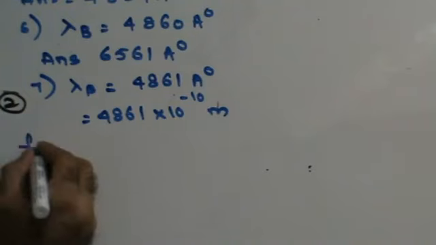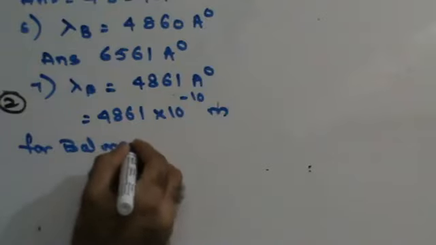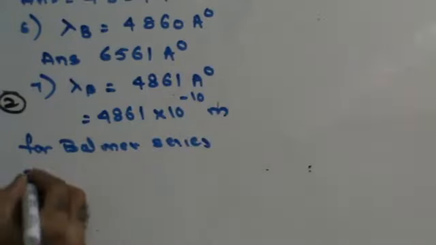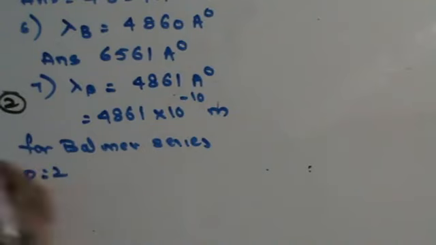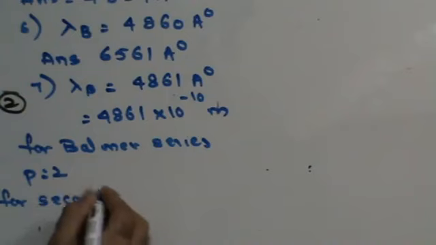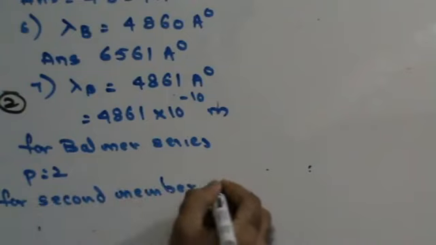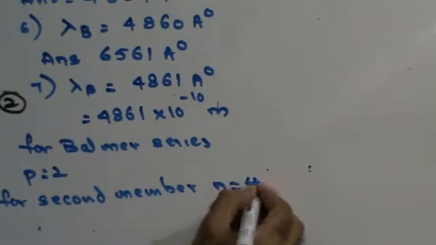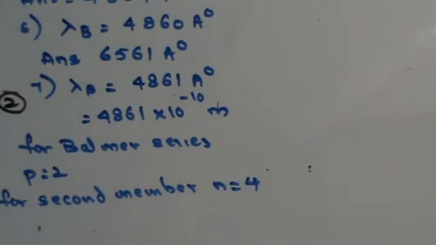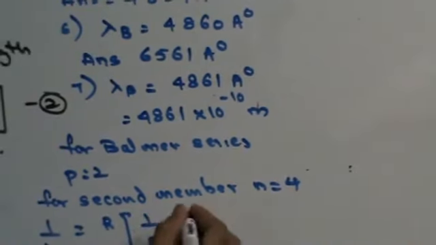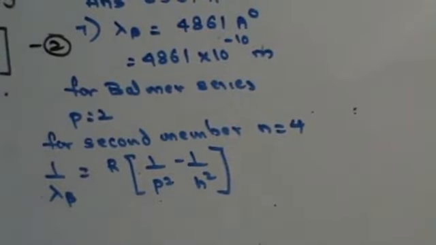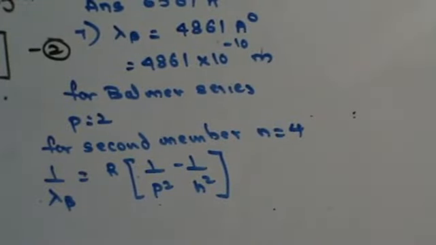Now, guys, for Balmer series, we know that p is going to be equal to 2. Now they've said second member. For second member, n will be equal to 4. Right? That's the second member of the Balmer series. So I can use the formula 1 upon lambda beta is R times 1 upon p square minus 1 upon n square. From here I'll get the value of Rydberg's constant.